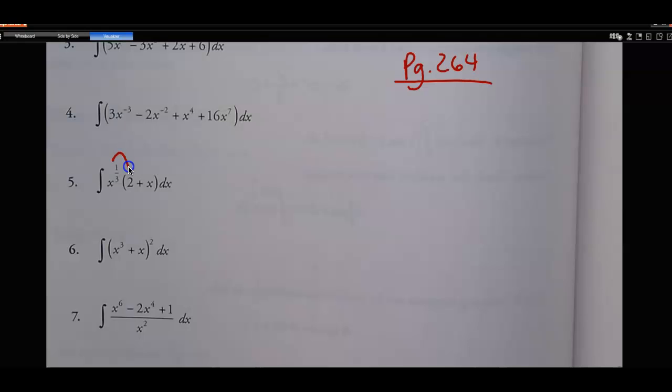So I would start by distributing. That's going to be 2x to the 1/3 power plus, now x to the 1/3 times x, well, what would that be? Well, you would add their powers if you're going to multiply those terms together. So 1/3 plus 1 is going to be 4/3.